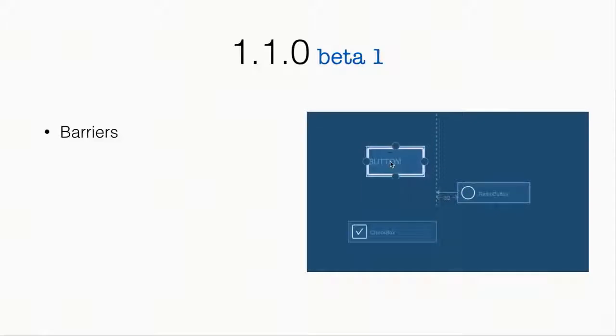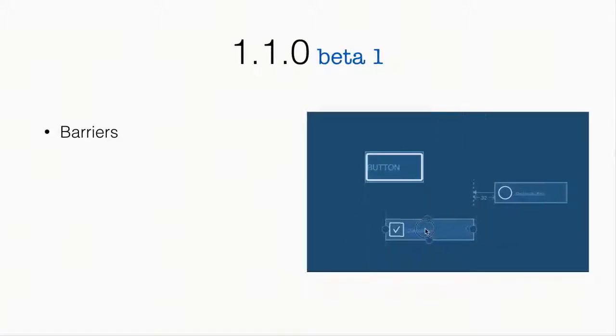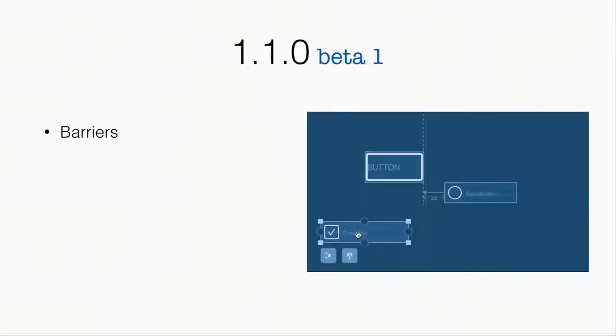So what did we add in 1.1? We added first the concept of barriers. A barrier, in essence, is a way to say, take a set of widgets, take the maximum or the minimum of an edge. And that allows you to create a lot of UI that previously, with Constraint Layout 1.0, would have been tricky to do.